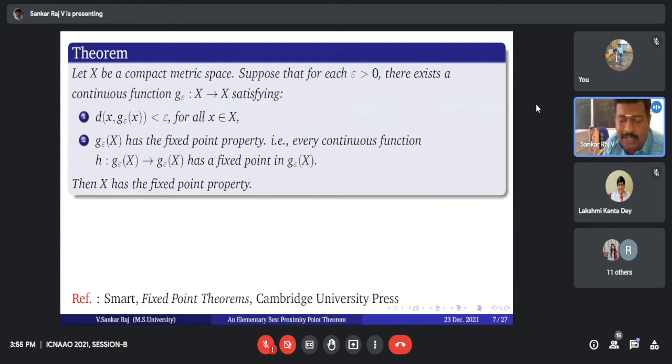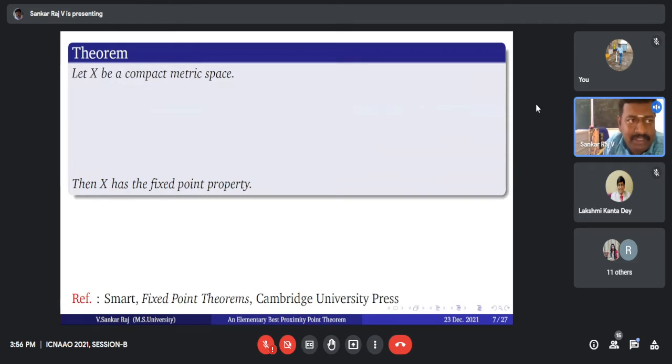I already told you that for working with fixed point theorems for continuous functions, we need a lot of topological ideas. But this is a theorem that is much more interesting to see, because it gives a fixed point for a continuous function in a metric space structure. That is one of the main ideas. I'll come back to this theorem later.